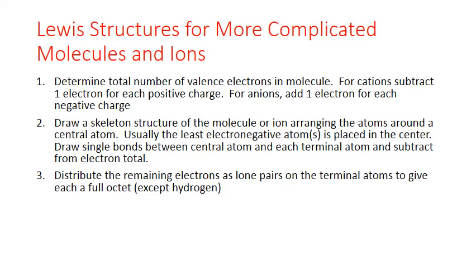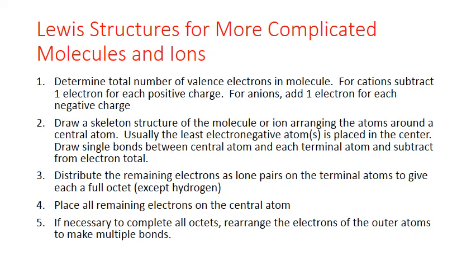You start distributing the remaining valence electrons, first as lone pairs on the terminal atoms, making sure that each one has a full octet, with the exception of hydrogen, of course. If there are valence electrons left over, then you start putting them on the central atom. When you run out of that total number of valence electrons, you've placed all of those, then you start making decisions about whether or not to place double or triple bonds so that all atoms end up with a full octet of electrons.